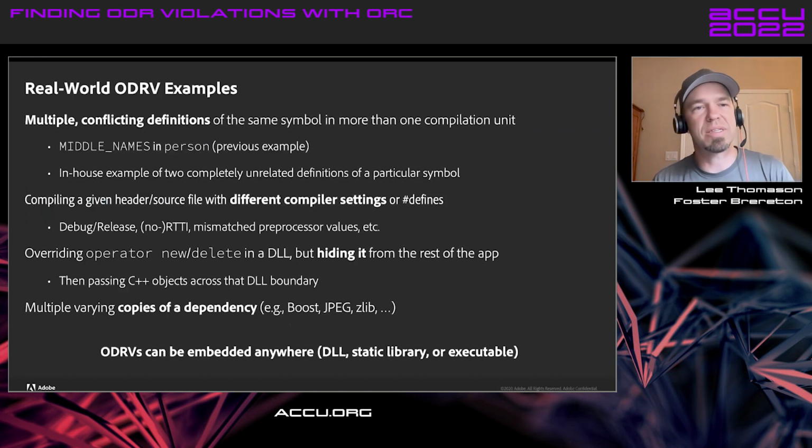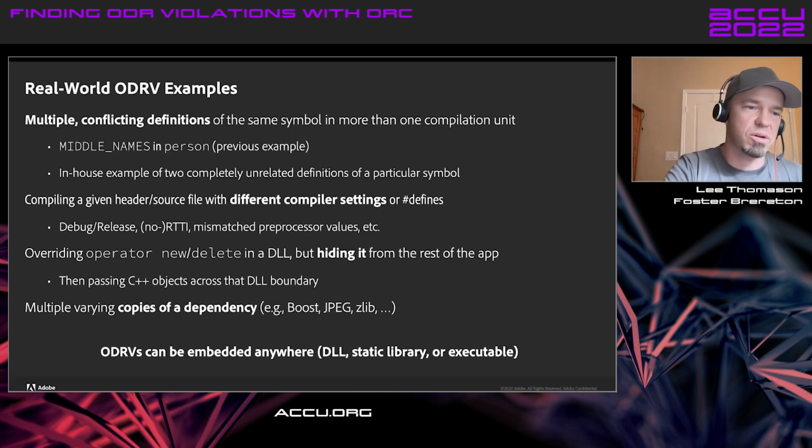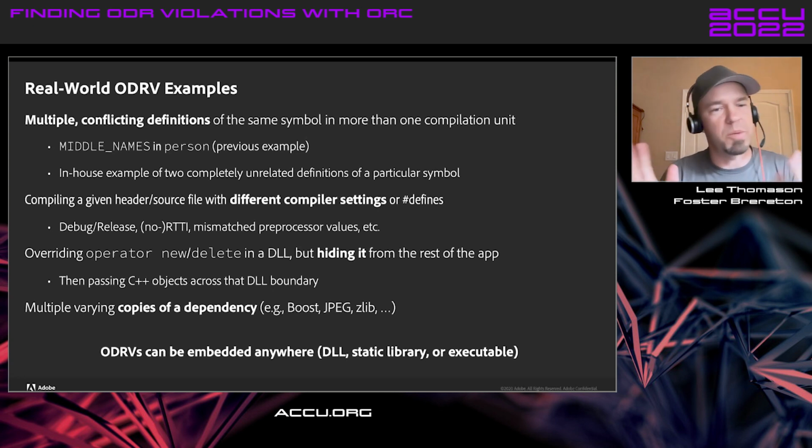So for real world examples of ODR violations that we have hit at Adobe, like the previous slide demonstrated, you can have multiple conflicting definitions of the same symbol in more than one compilation unit. If you have a particular feature that is enabled in some circumstances but not in others, you can find that inadvertently enabled or disabled in various bits of source files across your application.